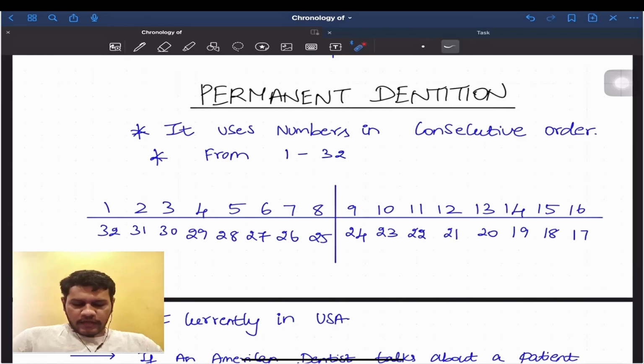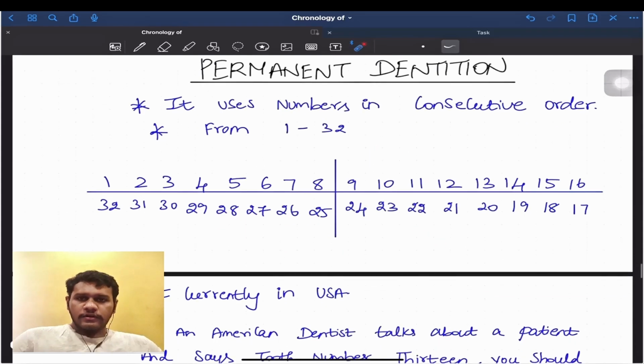So they started using the numbers themselves: 1, 2, 3, 4, 5, 6, 7, 8, 9, 10, 11, 12, 13, 14, 15, 16. You can note that 17 starts from the lower left side, not the lower right side, because it is in a clockwise direction. Then 17, 18, 19, 20, 21, 22, 23, 24, 25, 26, 27, 28, 29, 30, 31, 32. This is right, left, maxillary, mandible. So if you want to mention a particular tooth, you have to say the number only. If they say 26, you have to know this is the permanent mandibular right lateral incisor.